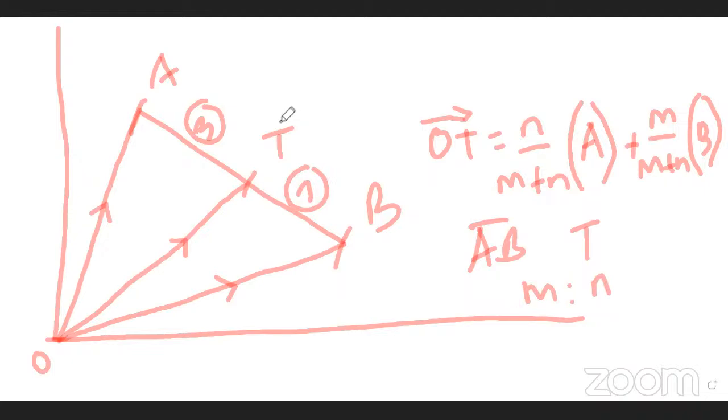Then the position vector of OT will be given by N over the sum M plus N into the first vector. Then we take M over M plus N into the second vector. That is technically what we call the ratio theorem.